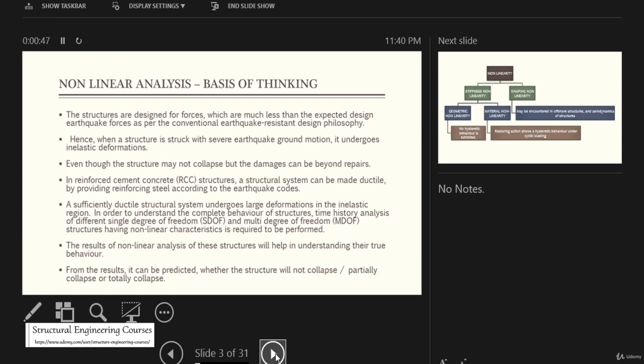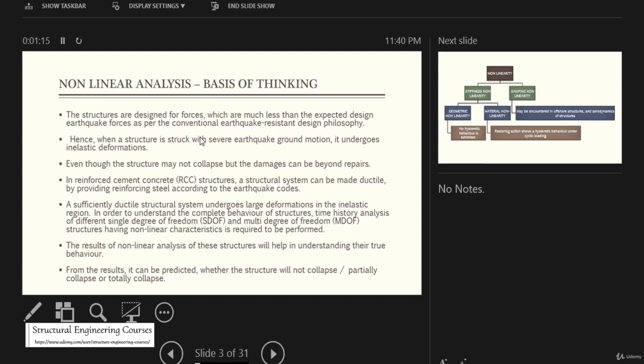So how exactly was this non-linear pushover analysis term derived, or why do engineers think of this term? Basically what happens is that the structures are designed for forces which are much less than the expected design earthquake forces. So when a structure is struck with a severe earthquake ground motion, that is the actual force that shall come on the structure, it undergoes an inelastic deformation.